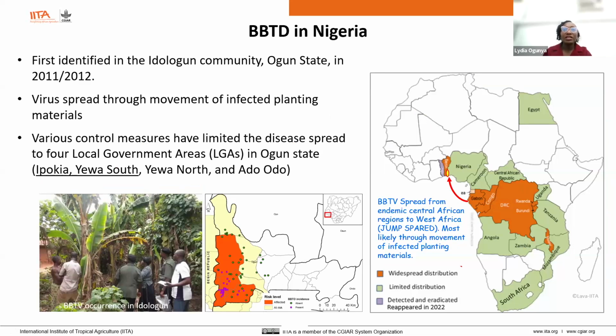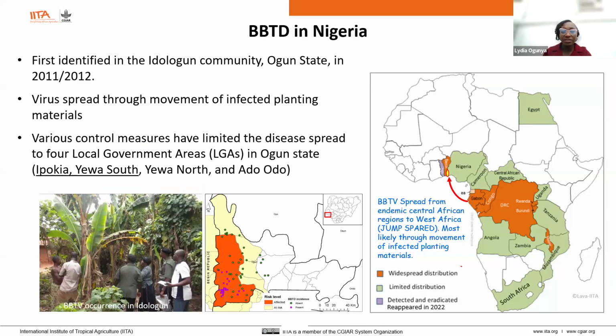Firstly, BBTD gained access in DRC Congo and then it moved on to Nigeria in the year 2011 to 2012. It was first identified in Idologun. Idologun is a community at the boundary between Nigeria and Benin. The widespread has actually been through the movement of infected planting material.